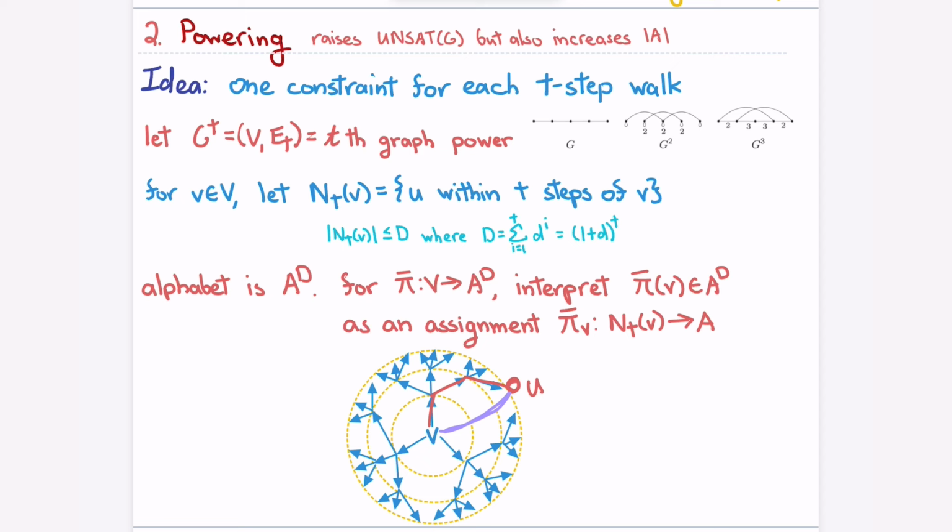So there's some neighborhood, and in the new problem, the alphabet will be way bigger, but it's going to be interpreted as for a particular vertex, it's assigning a letter to each neighborhood, including itself. Each vertex in a neighborhood.